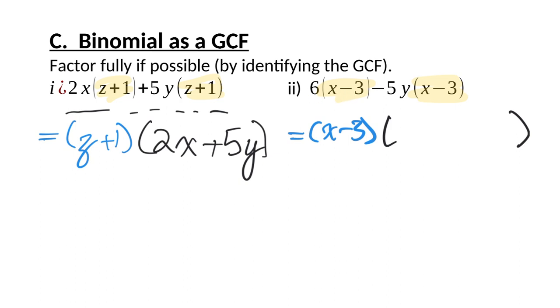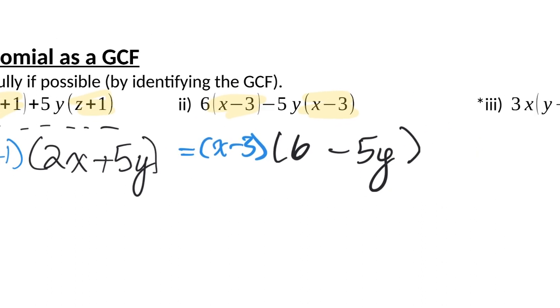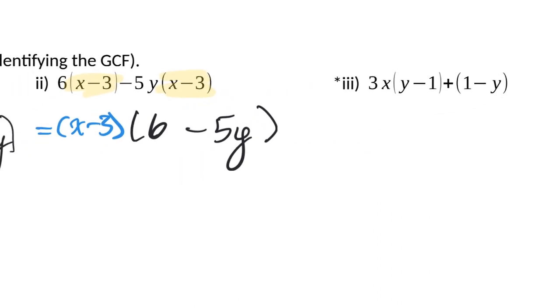I'm left with 6, right? And then for the other block, I'm left with minus 5y, right? Now, there is a third problem that we have on this sheet that we've got to go over. Okay, so let's go and do that. But when we do this, we're going to make sure that we have the original problem for number 2 up there as well. Now, this one is important.